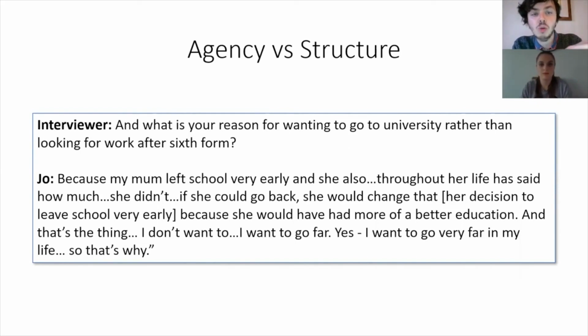Now I've anonymized, so that's not their real name. But Joe said that they wanted to go to university rather than looking for work after sixth form. So they had long-term aspirations to go to university. And so I asked Joe, what is your reason for wanting to go to university rather than looking for work after sixth form? And Joe says, well, my mum left school very early. And so throughout life, she said that, if she could go back, she would change that decision of leaving school very early, because she would have had a better education.